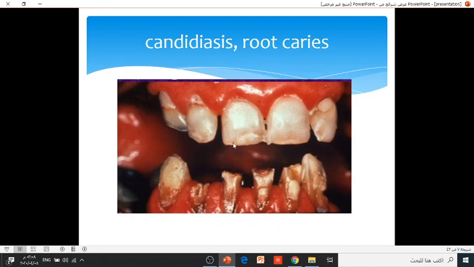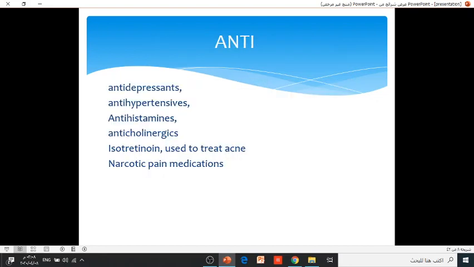As you know, severe xerostomia, like in radiation treatment, could cause candidiasis, root caries, and actually rampant caries. Medications that cause xerostomia are antidepressants, antihypertensives, antihistamines, anticholinergics, isotretinoin, which is used to treat acne, and narcotic pain medications. As you can see here, most of the medications that cause xerostomia start with the prefix anti.